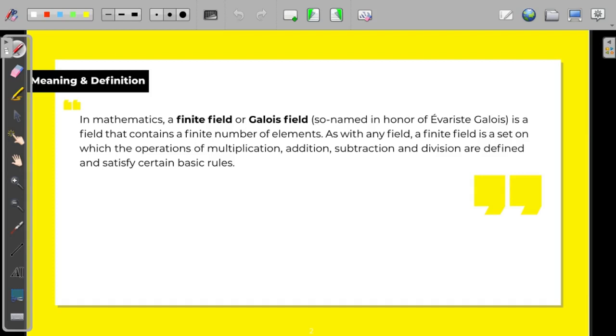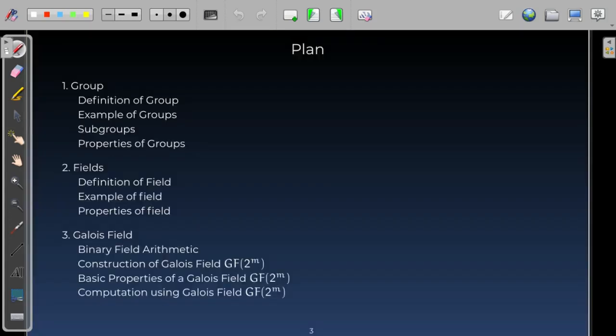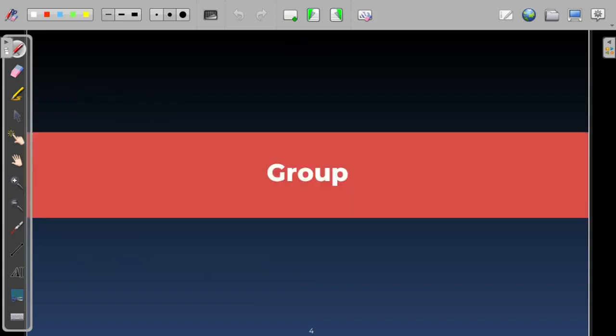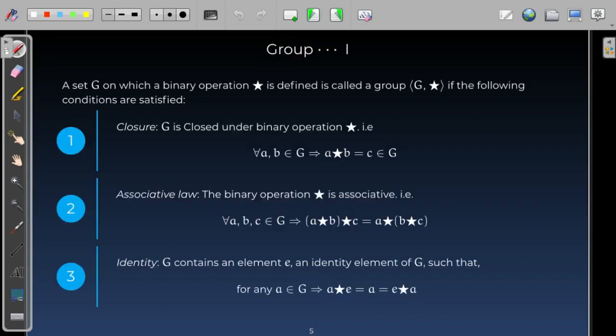Now, since division is basically multiplication in disguise, and subtraction is basically addition in disguise, you can say that there are only two elementary operations, and these two operations satisfy certain rules. So we are here to discuss these rules. But before we learn about finite fields, we have to learn certain basic algebraic structures, namely group and field, and after that we can proceed to Galois field.